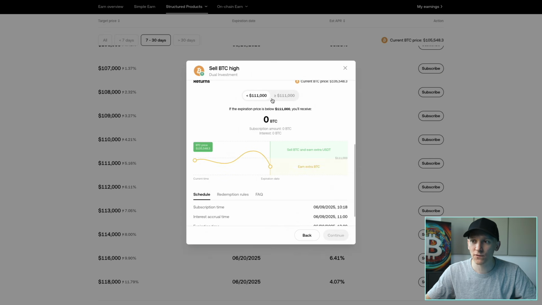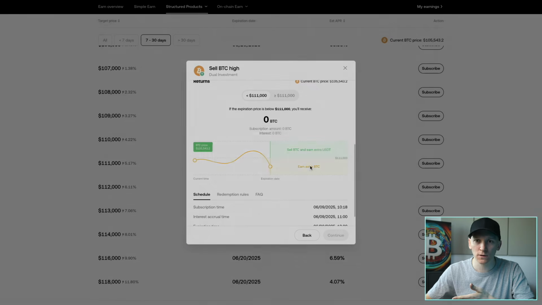So what happens if the price is underneath the 111? So in 11 days, if the actual price of Bitcoin is underneath the expiry, what's going to happen? Well, they're not going to exercise the option. Right? Because why would they buy from us at 111 if the price is 110? They wouldn't do it. So what happens is that we keep our Bitcoin and we also earn the options income.